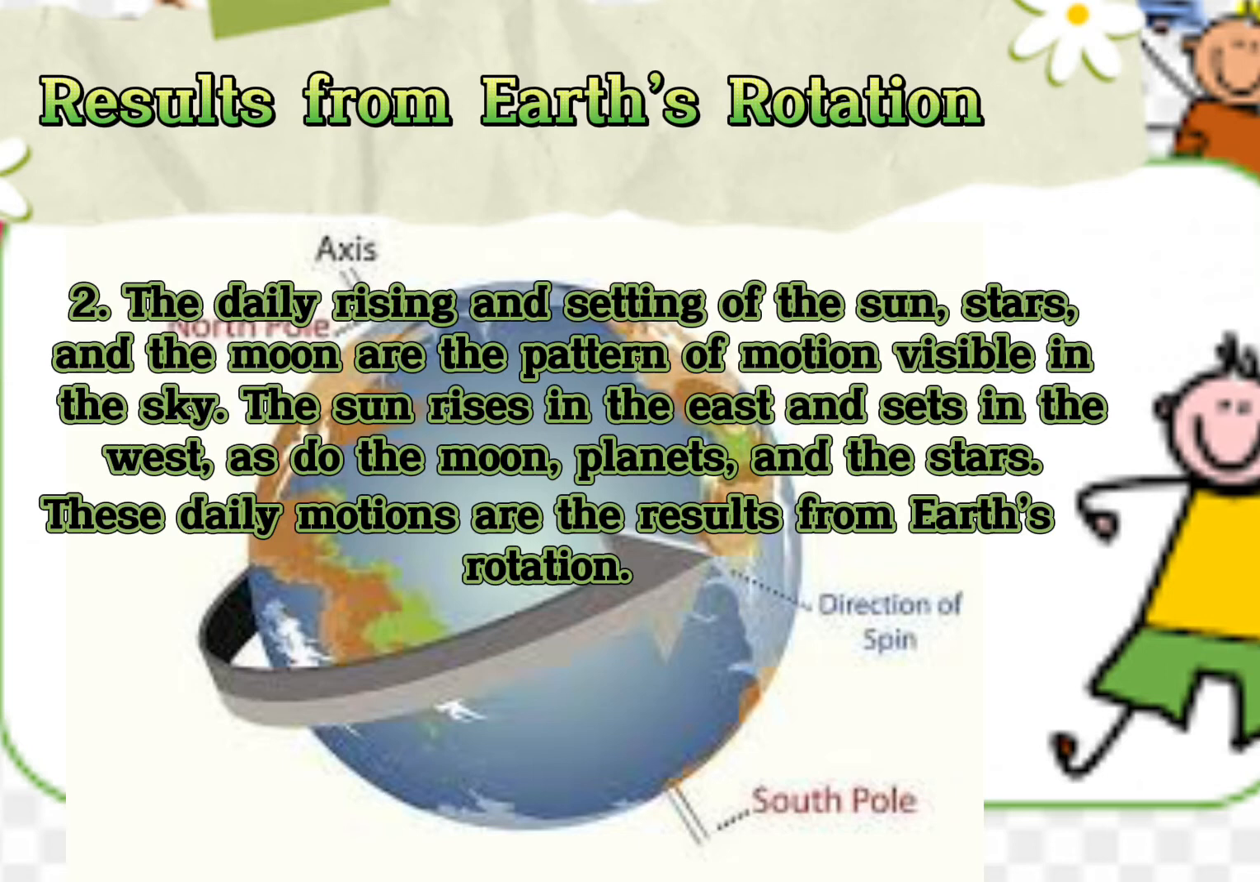Second is the daily rising and setting of the Sun, stars, and the Moon, which are the pattern of motion visible in the sky. The Sun rises in the east and sets in the west, as do the Moon, planets, and the stars. These daily motions are the results from Earth's rotation.